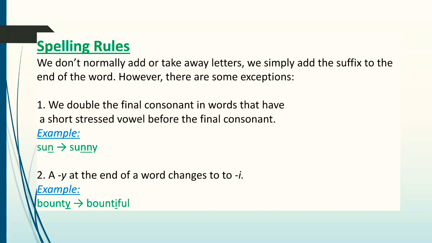Spelling rules. We don't normally add or take away letters. We simply add the suffix to the end of the word. However, there are some exceptions. We double the final consonant in words that have a short stressed vowel before the final consonant. For example, sunny from sun. A Y at the end of a word changes to I. For example, bountiful from bounty and beautiful from beauty.